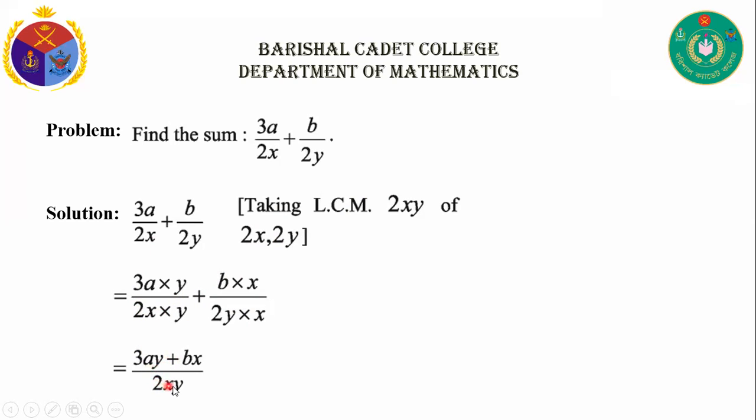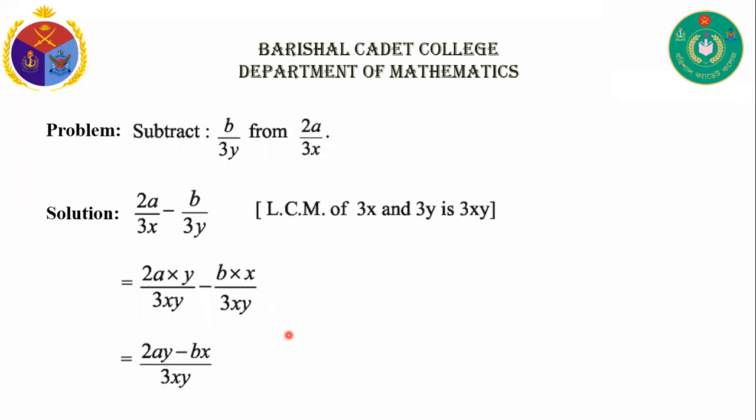So that is the lowest term of the sum of these two fractions, that is 3ay plus bx divided by 2xy. Next problem.